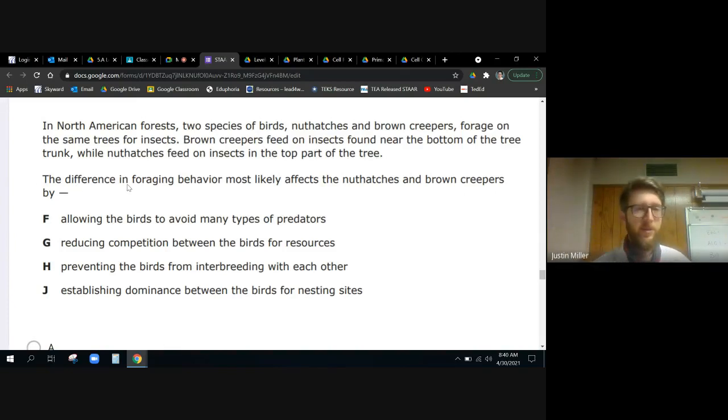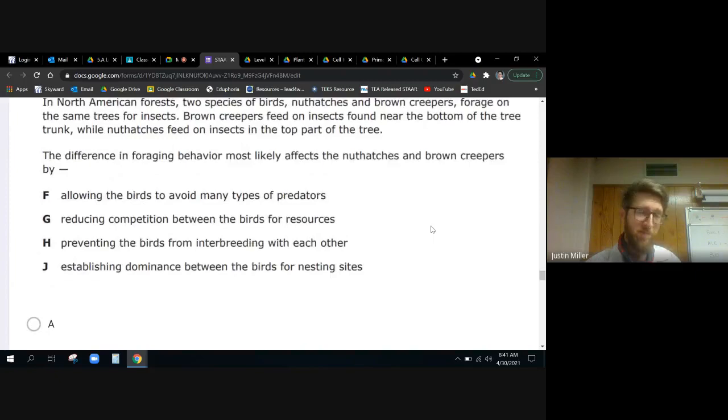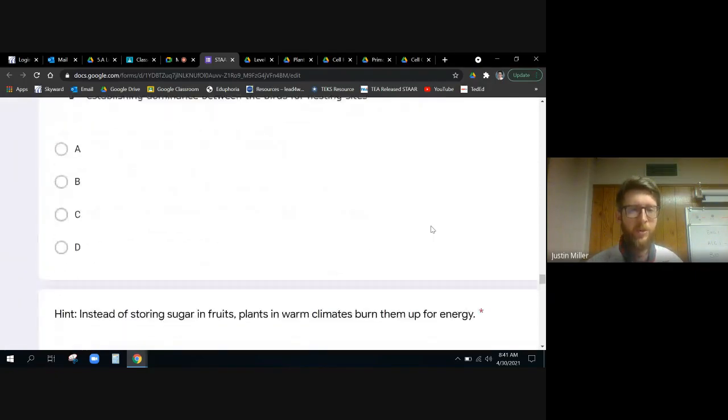Why? Is it to allow the birds to avoid many different types of predators? Are they avoiding predators by being at the top or bottom? Reducing competition between the birds for resources? Well, yeah, they're not competing with each other, right? If I'm eating food that's at the bottom of the tree and you're eating food that's at the top of the tree, we're not butting heads, are we? Trying to fight over the same thing? All right. So that's it, right? Reducing competition.